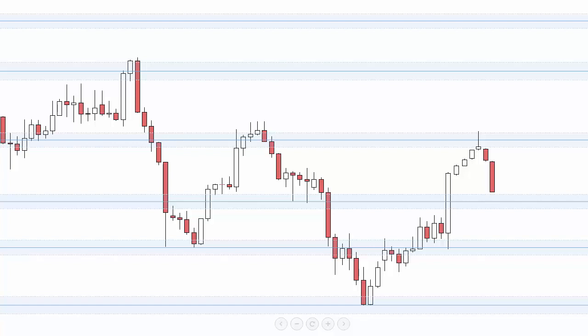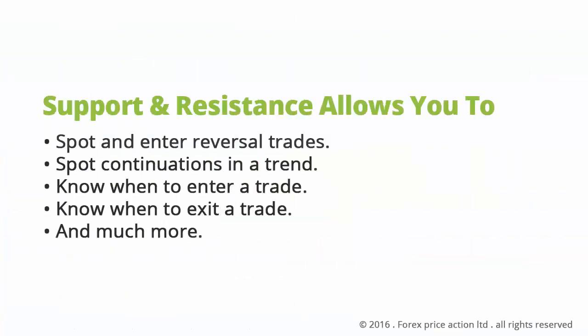Just think about how powerful it is to know where price is likely going to reverse or stall. It would allow you to do things like enter reversal trades, spot continuations in a trend so you can enter continuations, or hold a trade longer. Know when not to enter a trade, which is also very important. For example, going long 10 pips before a major resistance area is a pretty bad idea. Since resistance is an area full of sellers, why would you buy 10 pips before price is about to hit an area full of sellers?